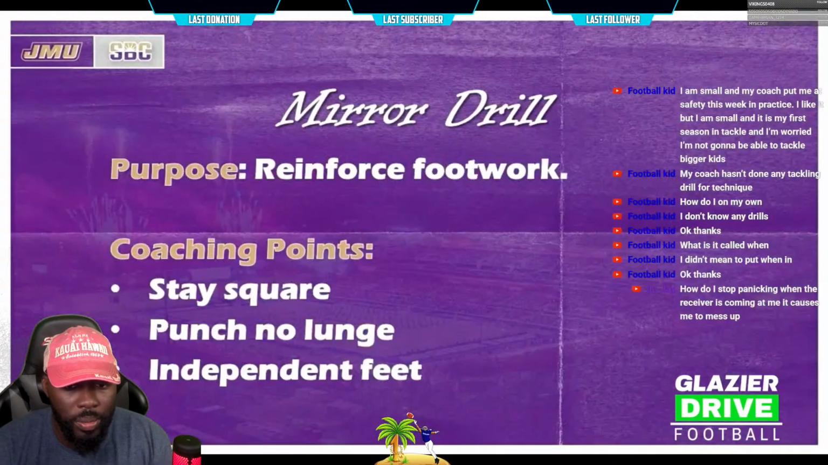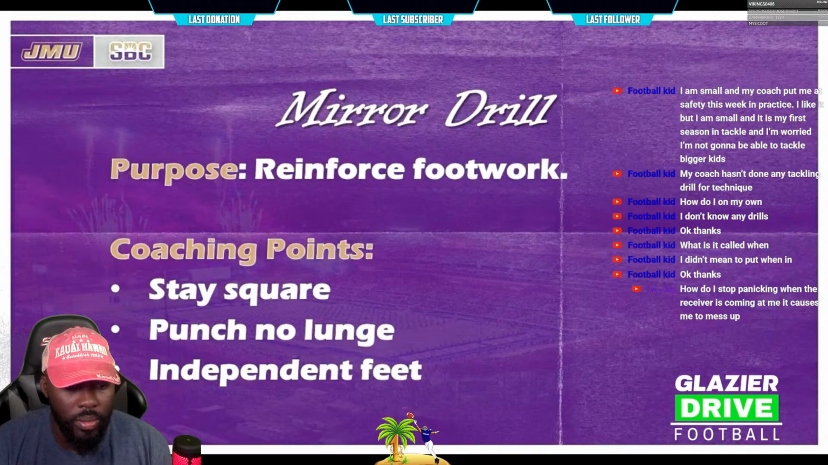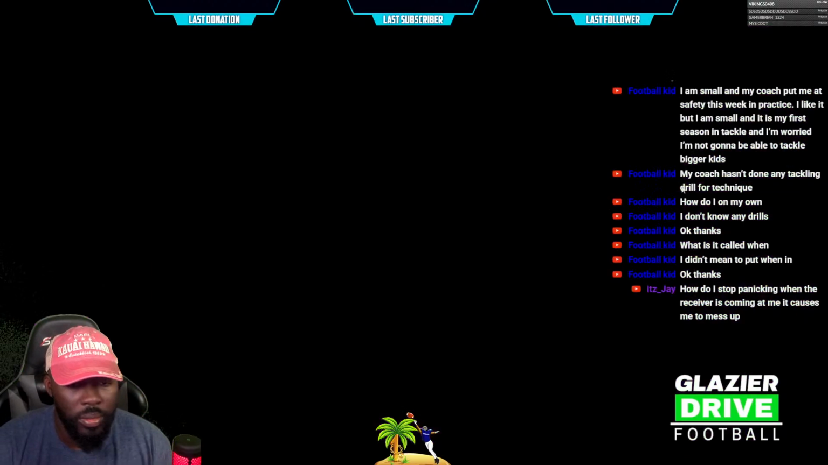Watch. Mirror drill. We want to reinforce our footwork of staying square. We want to strain. We don't want to lunge. We want to punch, not lunge. Don't overextend ourselves. We want to make sure we're working independent feet.